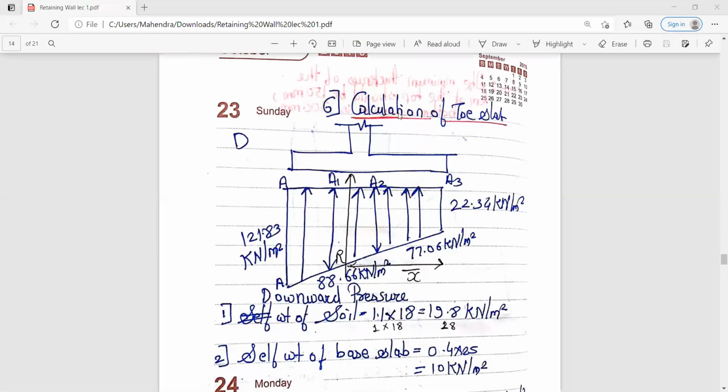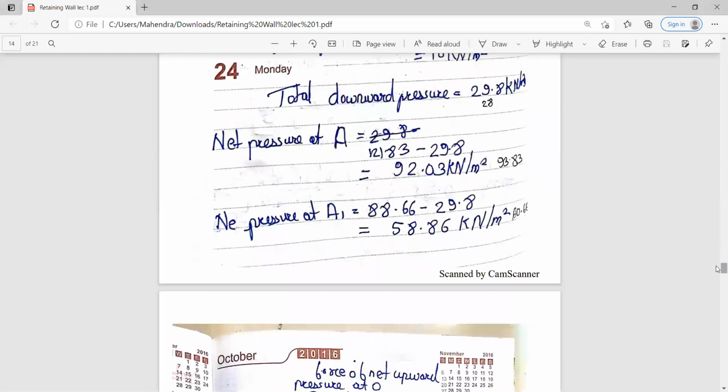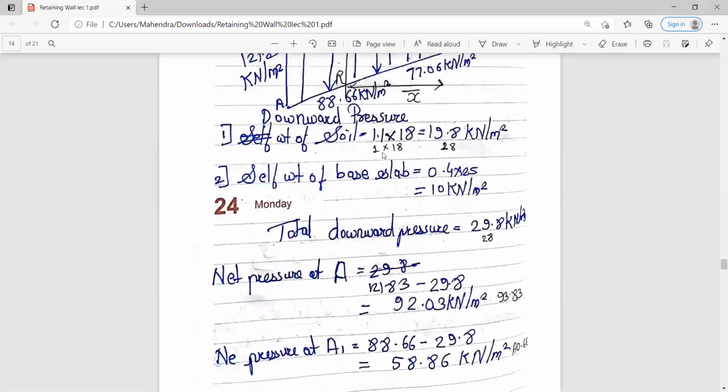Okay. Now you need to calculate the downward pressure. So for calculating the downward pressure, सबसे पहले आपको क्या consider करना है? You need to consider the self weight of the soil. So for calculating the self weight of the soil, you need to consider 1 into 18, that is nothing but the density of the soil. So self weight calculate करने के लिए you are going to calculate per meter. So 1 into density, that is 18 kilonewton per meter square.